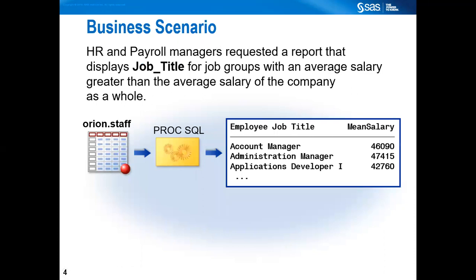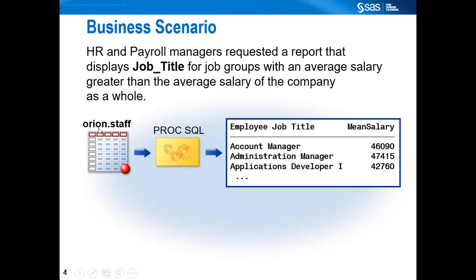So what is the scenario here? HR and payroll managers requested a report that displays job titles for job groups with an average salary greater than the average salary of the company as a whole. They need a report on employees across the organization whose mean salary exceeds the company's overall salary. Understood the point? We have to find out which job titles earn more than the overall company's average salary.